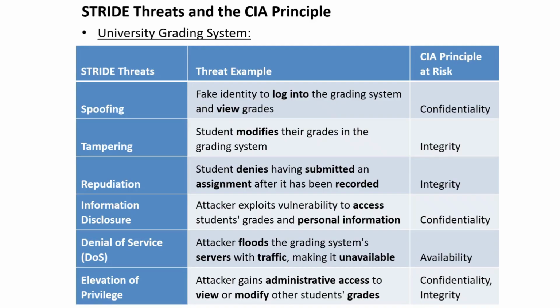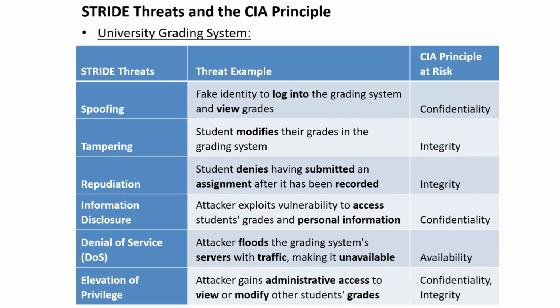Then information disclosure is when an attacker exploits a vulnerability and accesses the personal information of students. Confidentiality is breached because that is data being breached, gaining access when you're not supposed to. Denial of service is when they flood the server with traffic and make it unavailable. So at that point, availability has been affected. Then finally, elevation of privilege is when administrative rights are given to an individual, and the person can view and modify grades without the appropriate consent from the authorities. So then we say confidentiality and integrity have been breached.